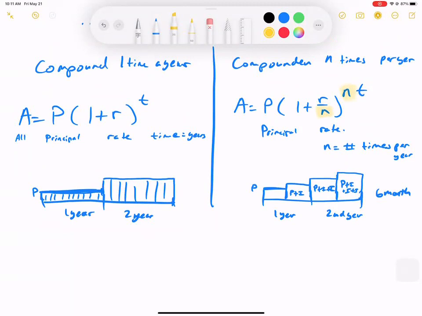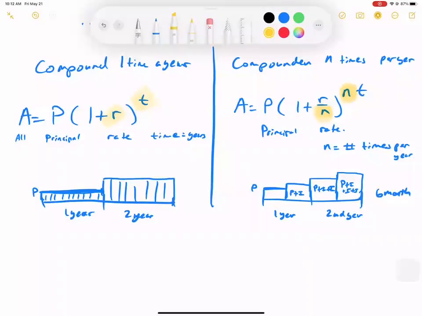What if I pay only 1 time a year? Are you okay that this n would be 1 and this n will be 1? R divided by 1 is just R, and t times 1 is just t. So that's one thing we want to say. If the n is just 1, meaning I pay you once a year, you can use the equation on the right, but you just write 1 instead.